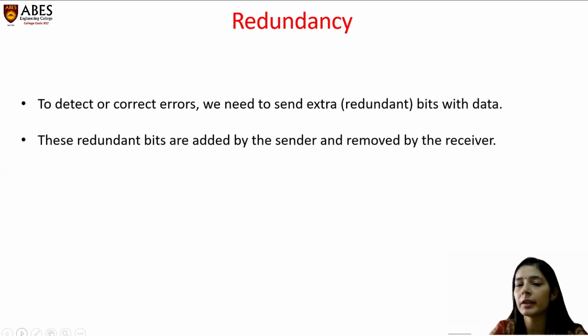Next, we will discuss redundancy. Redundancy is used to detect or correct the error at the receiver's end. The sender will send some extra bits, called redundant bits, with the data. At the receiver's end, with the help of these redundant bits, the receiver will be able to identify whether the data is corrupted or whether the data is correct. These redundant bits are added by the sender at the sending end and removed by the receiver at the receiving end. So this is called redundancy, where we attach some redundant bits with the data.